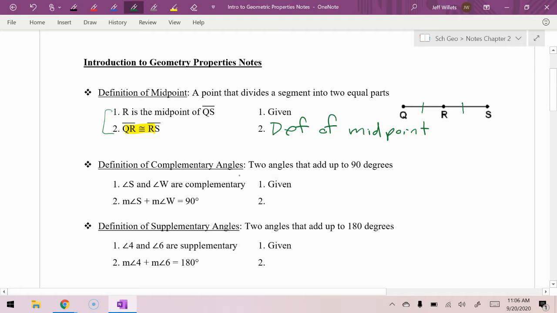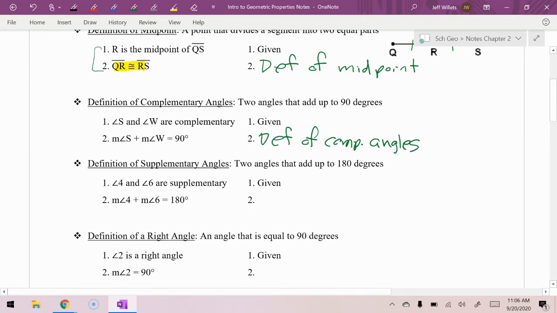Definition of complementary: angles are complementary if they add up to 90. So if we say angle S and W are complementary, then our next line we could say the measure of S plus the measure of W is 90. This would be the definition of complementary angles. Feel free to abbreviate too, because there's a lot of writing in this chapter. Supplementary angles, same thing, except 180. So if you're given this and you state this, you could say the definition of supplementary angles.